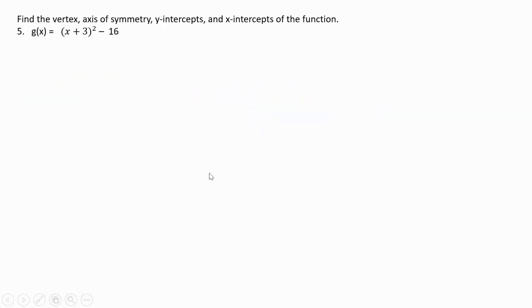Now number 5. Number 5, it's done in vertex form. Here, again, we have to find the vertex, axis of symmetry, y-intercept, and x-intercept of the function. On this one, everything is visual. For example, the vertex is visual, and so is the axis of symmetry. For the y and x-intercepts, it's a little bit of work, but the vertex and the axis of symmetry, just by observing the function, we should know what it is.